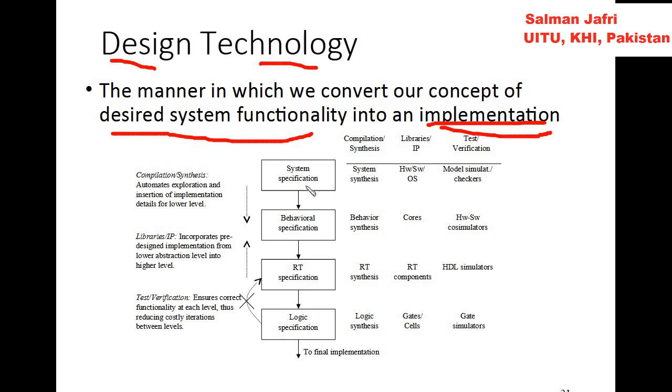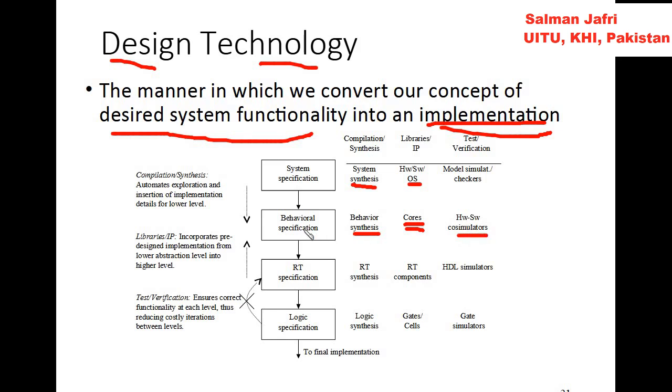So we'll first have the system specification, and at this stage we can have compilation synthesis, system synthesis, hardware software synthesis, operating system support, and we can have test verification at this level, which is model simulation, checkers, etc. After this stage we move on to the behavioral specification, and the tools available are behavior synthesis, and the libraries at this stage would be called cores, and to test at this level we need the hardware software co-simulators.